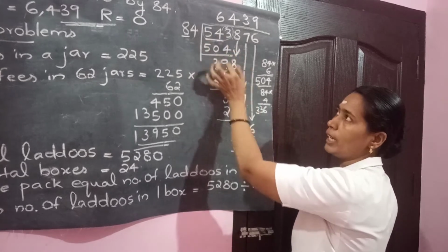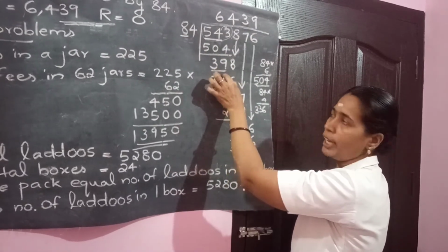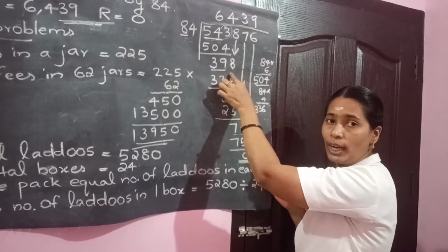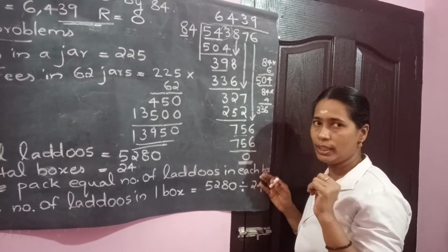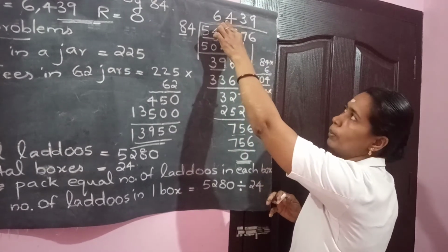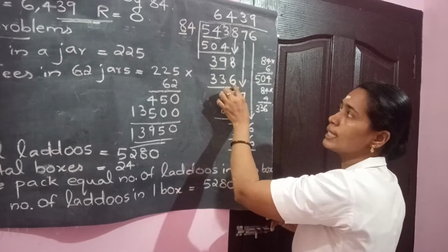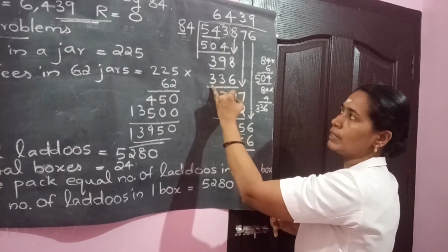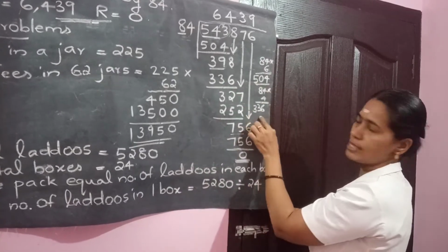Same method repetition. Here 8, here 39. 8 into what number is giving 39? Which number is giving to us? 5 means 40 we will get. So which number is suitable? 4. So take 4 on the top. Multiply. 4 4s are 16, 1 remains. 8 4s are 32. 32 plus 1, 33. 336, the teacher has done here.